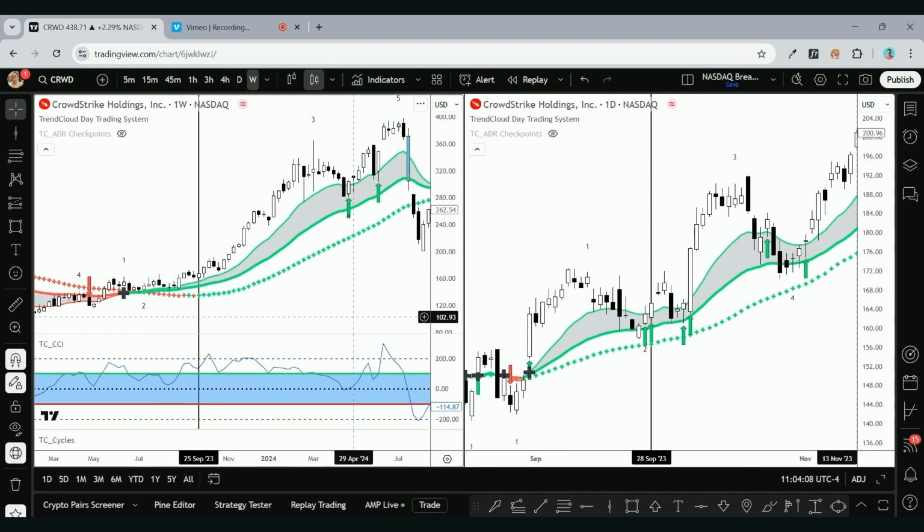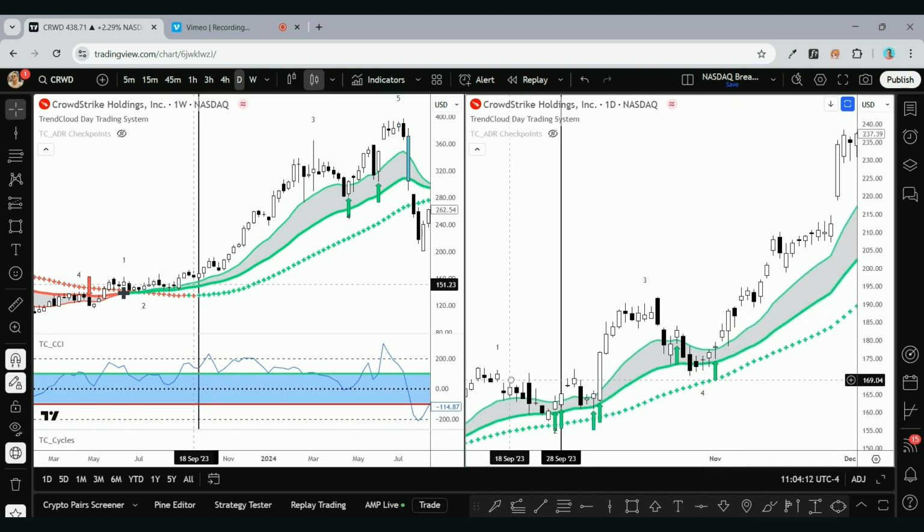And then what I want you to do is go over to the daily chart, just put them next to each other and start looking for those TrendCloud signals, okay? So that's how you would filter everything out. So we'll go through it here. TrendCloud signals, can we take these?